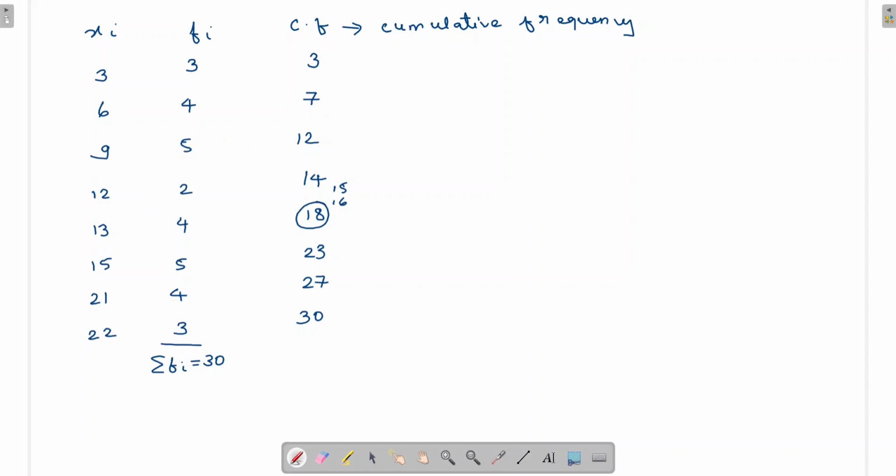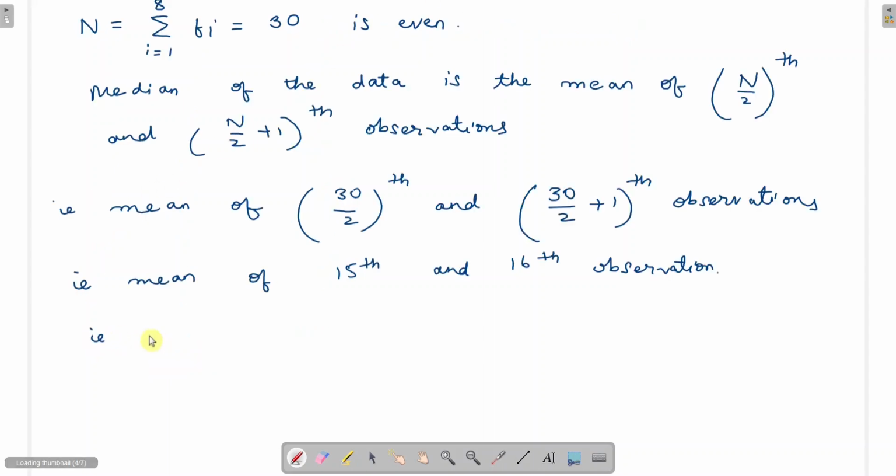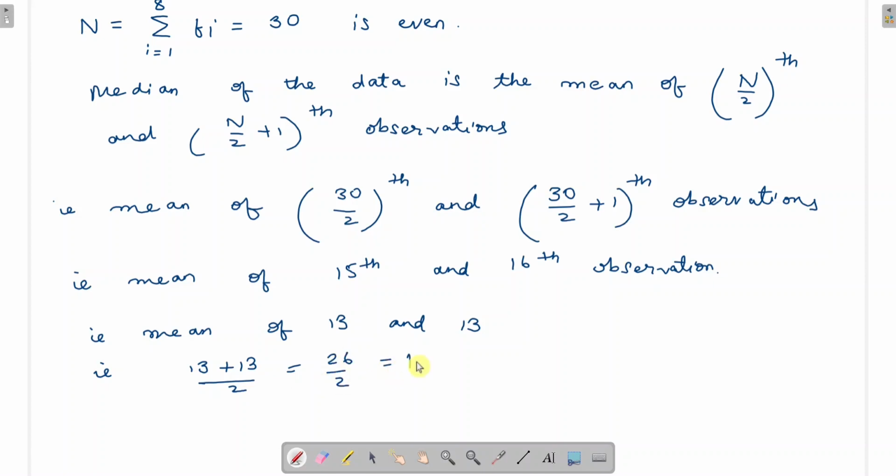Okay, and so what you will get here is the mean of 13 and 13. So that is 13 plus 13 by 2, right? This is how we find the mean. So 13 plus 13 by 2 will be 26 by 2, which is equal to 13. So the median is 13, right? So therefore the median M is 13.